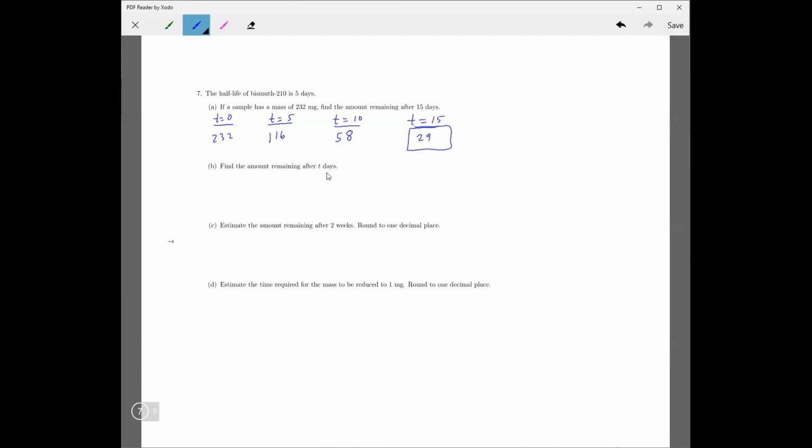Okay, so any question about that? That's kind of how half-life works. I'm sure you've heard of that before, and you're a little bit familiar with half-life.